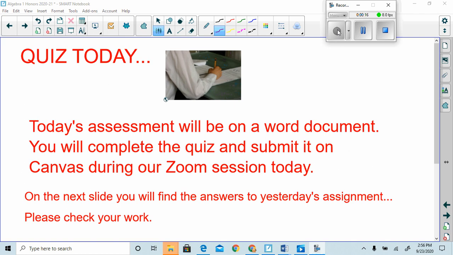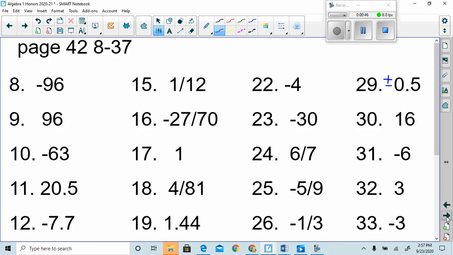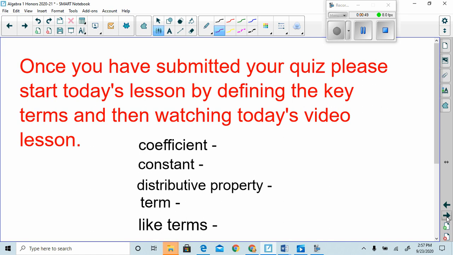In a few minutes, during our Zoom session, you will be opening a document and completing it in real time, which means that you'll be taking it during our Zoom session. When the time is up, I will ask you to submit it on Canvas, and then we'll go on with our lesson. If you are done before I am ready to go on, you'll submit, and you'll start the lesson by first checking your answers to the previous day's assignment, and then you'll go on and define some key terms that are going to help us with our new session.